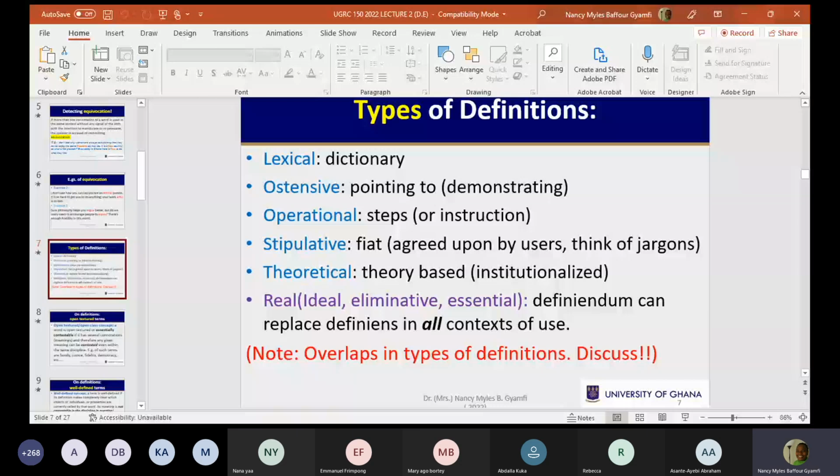Now, take note that definitions of the different types can overlap. So you may have a theoretical definition captured as what? A lexical definition. You go and look into the lexicon, and it is repeating what a certain theory captures as the meaning. So like water is H2O. It's a theoretical definition. So it's supposed to be in chemistry, but you may go and find it in the dictionary. Take note. So that possibility is there. The textbook should give you some further elaboration.